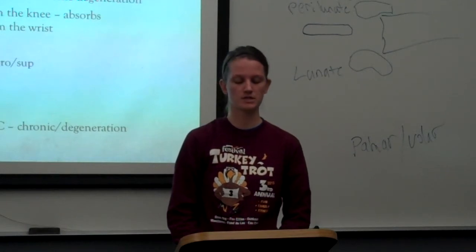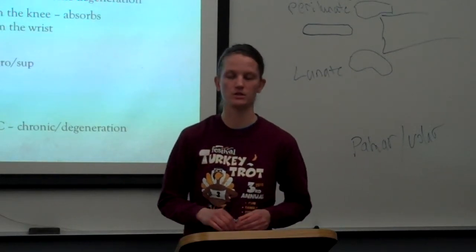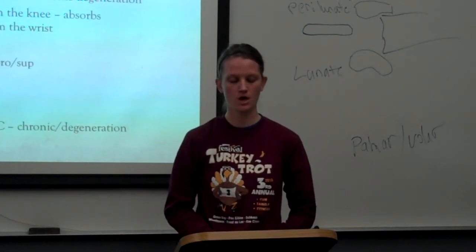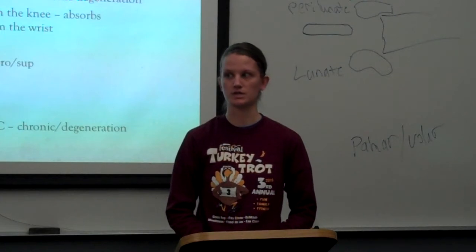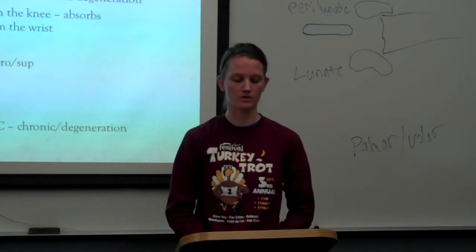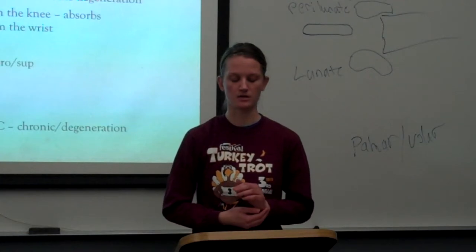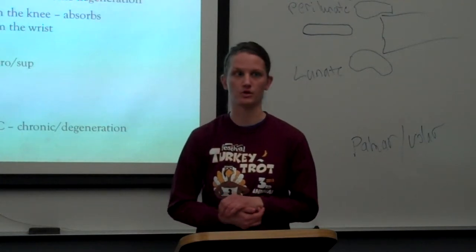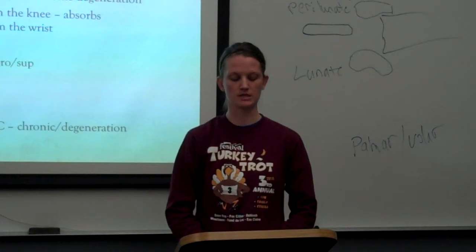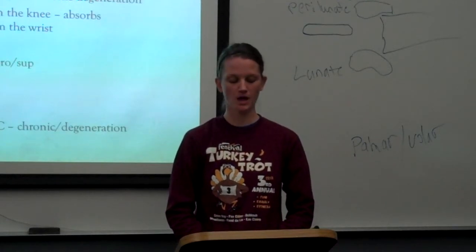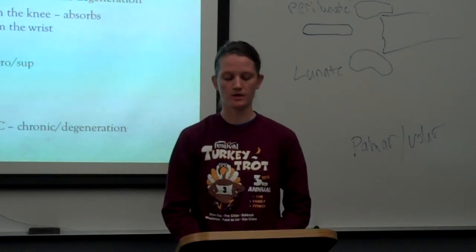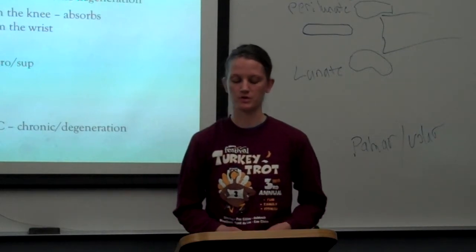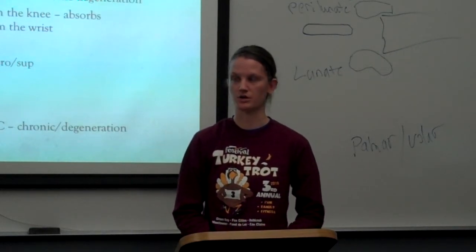Classifications for TFCC injuries: it can be categorized into either traumatic or degenerative lesions. So just quickly, the traumatic ones, the first type would be a tear of the central disc, which is the most common. The second type would be the ulnar side is torn, and then there may be an ulnar styloid injury. The third one is a distal avulsion. And then the fourth type is a radial-sided tear, and it may or may not have an injury to the radius.